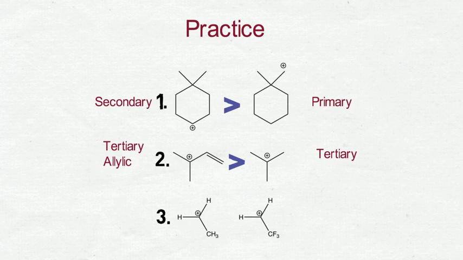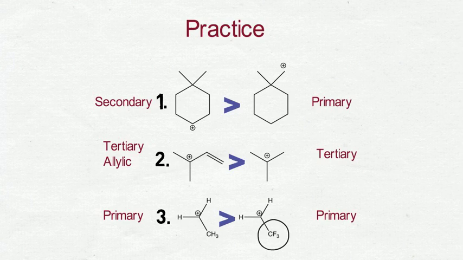Lastly, both of these carbocations are primary. However, the one on left has a CF3 group. Fluorine is electron withdrawing, so it makes the positive charge even more positive by pulling the electrons towards itself and destabilizing the positive charge. Thus, the primary carbocation on left is more stable.